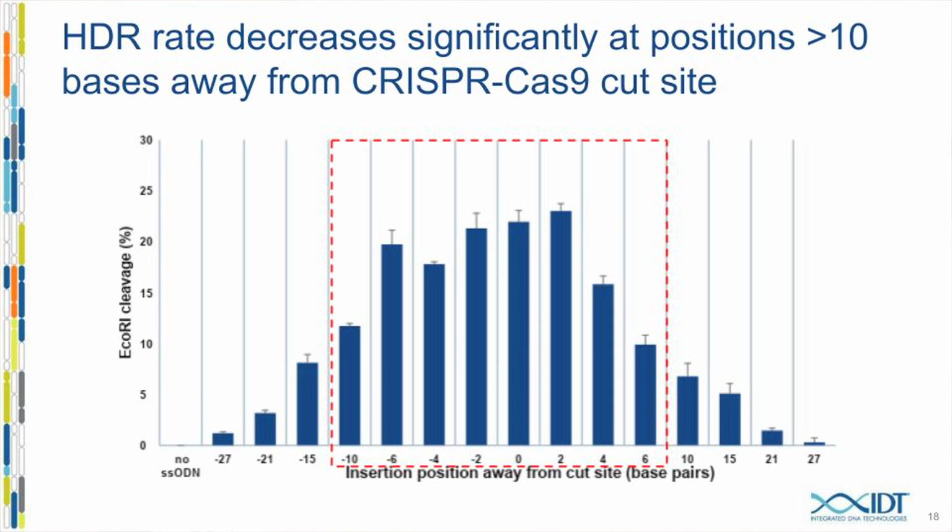We've looked at the efficiency of HDR as you increase distance from the cut site. And this is an experiment to insert an EcoR1 site. So it's a 6 base insertion as you walk away from the cut site. And what you can see is right around the cut site, it's actually amazingly efficient. Look at this. We're getting easily up here 20% EcoR1 site addition. And if you really push it, you may be able to get 50, 60%.